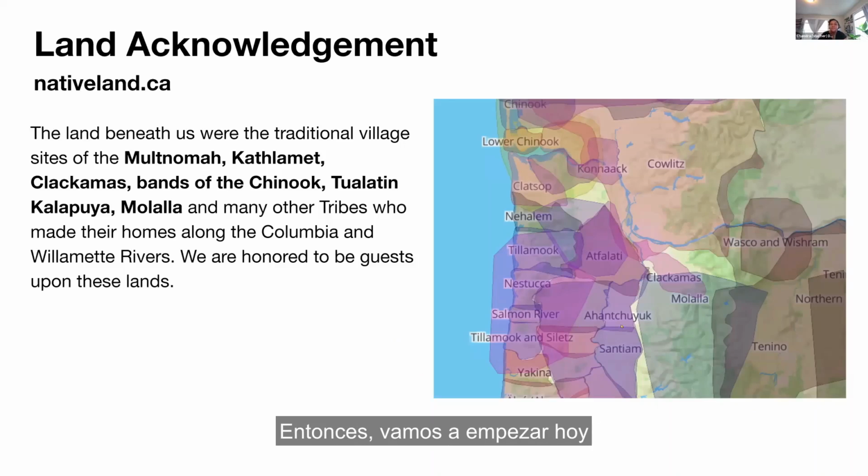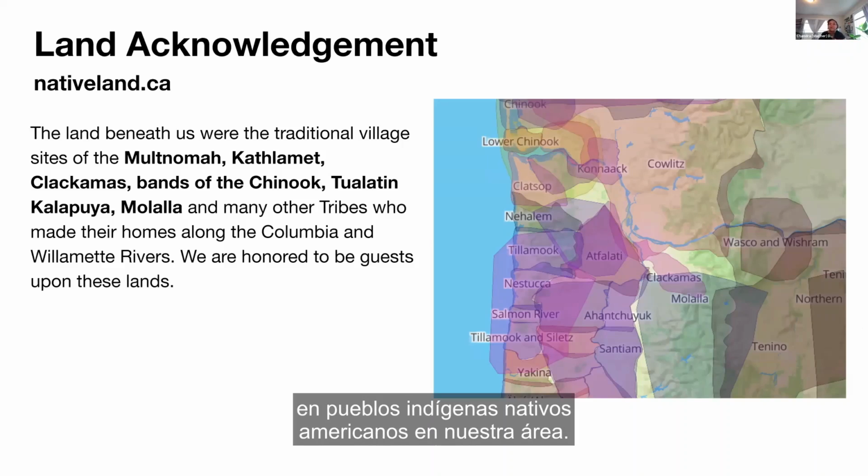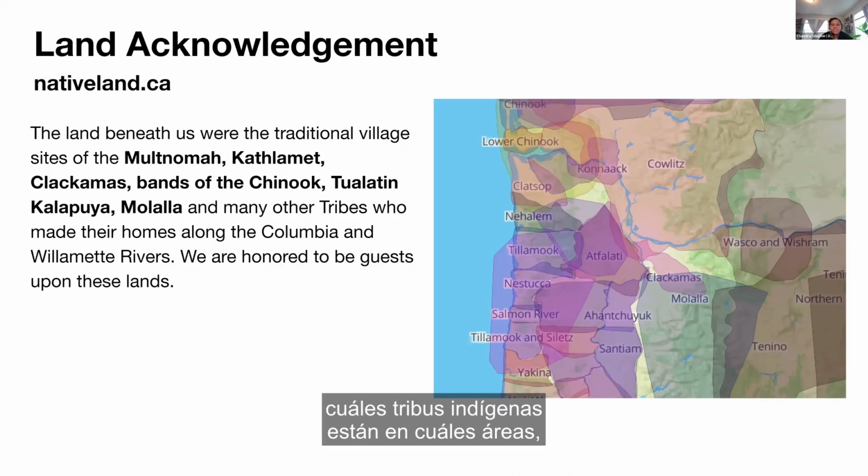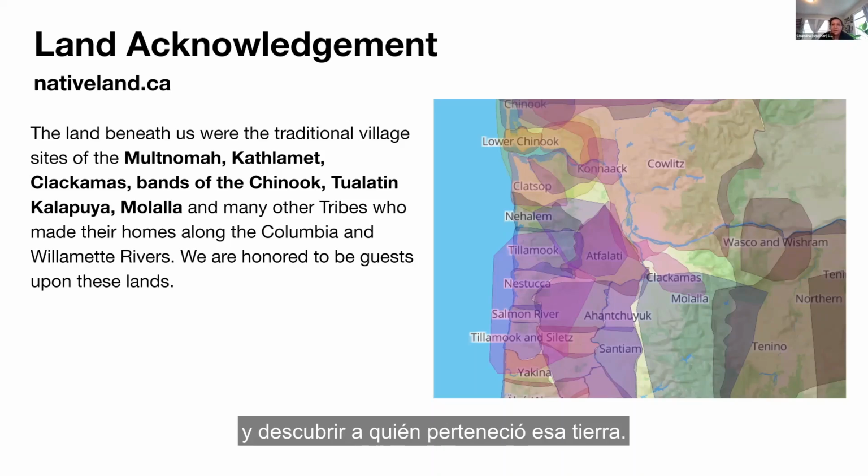So we're going to start off today with our land acknowledgements, which are really important. So here we're thinking about Native American Indigenous peoples in our area. And we have information from a really cool website that you may have seen before, nativeland.ca, but it's actually a really good resource to show you which Indigenous tribes are in which areas so that you can find where you live and find out who that land has belonged to.